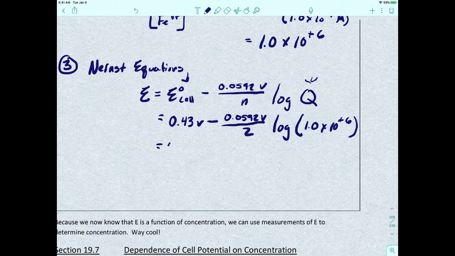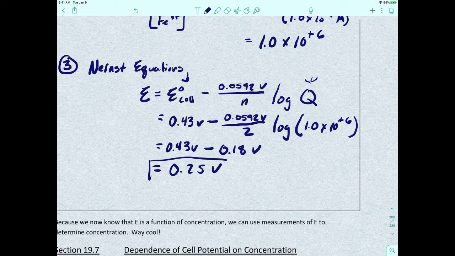So if we figure out the right-hand side of the equation first, 0.0592 divided by 2 times the log of 1.0 times 10 to the positive 6, that's going to give you 0.18 volts. So if we take 0.43 volts minus 0.18 volts, the cell potential should be 0.25 volts for this reaction.